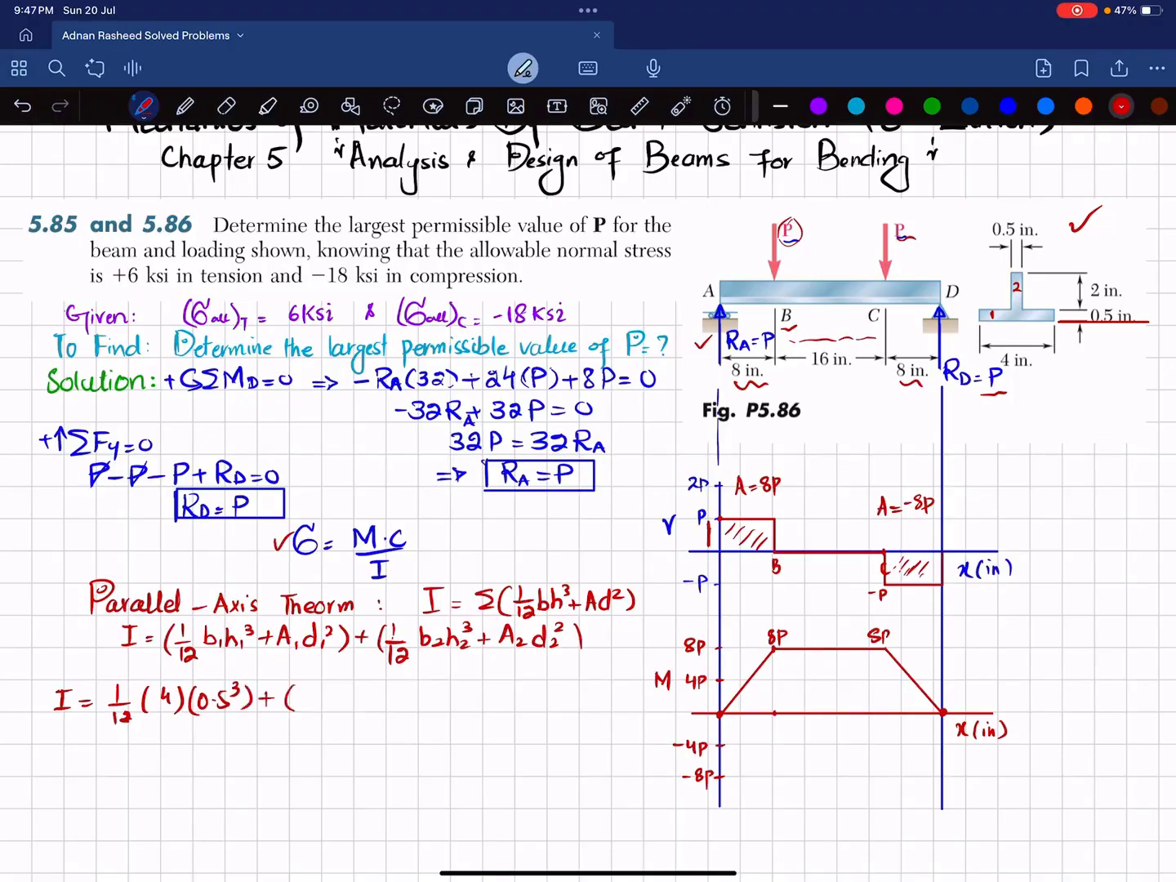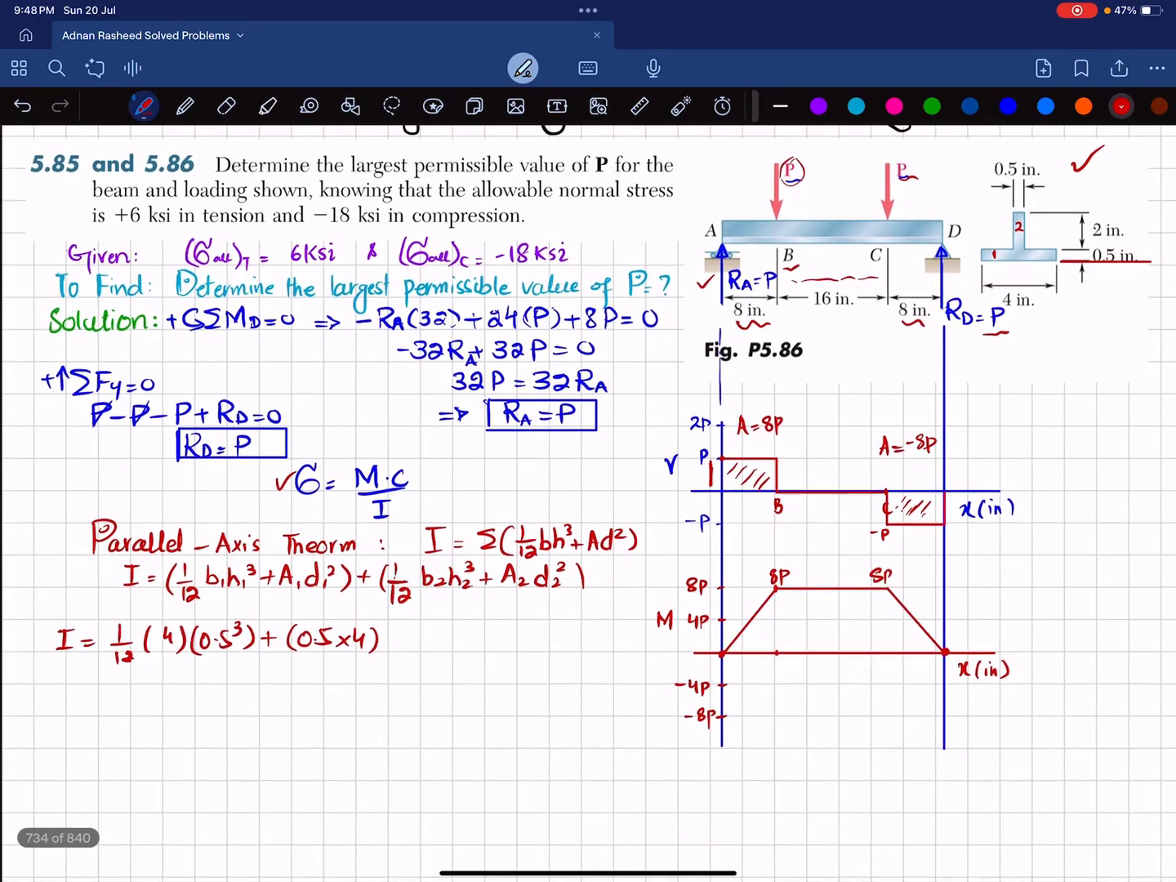What will be the area? So area will be 0.5 multiplied by 4. And what is distance D? D is the distance from neutral axis till centroid. So first we will find the centroid of this beam, as it is not given and this is not symmetrical. So how will we find the centroid?